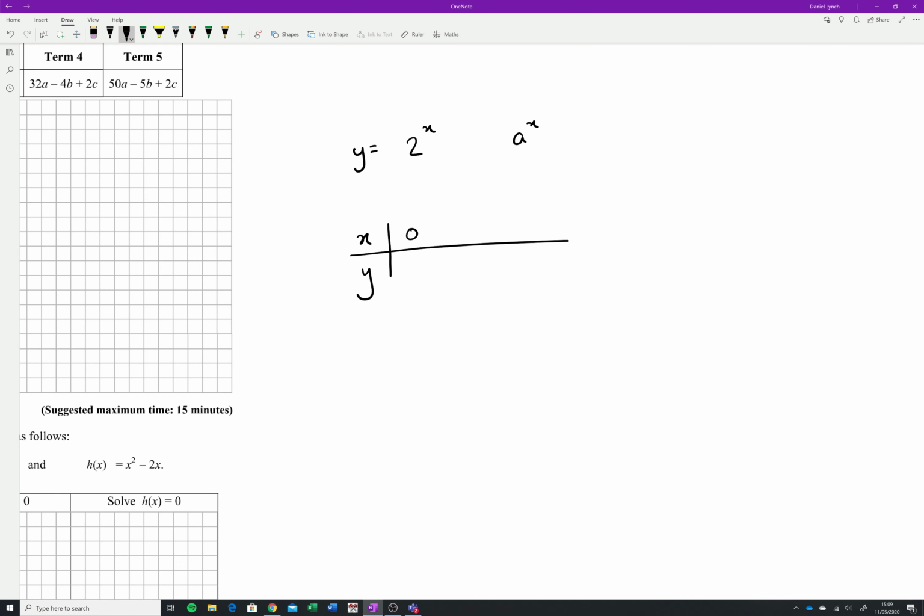So we place 0 in, we get 2 to the power of 0, which is 1. When we place 1 in, we get 2. When we place 2 in, we get 4. When we place 3 in, we get 8. 2 cubed, 8. 16, and you can see it's doubling each time.